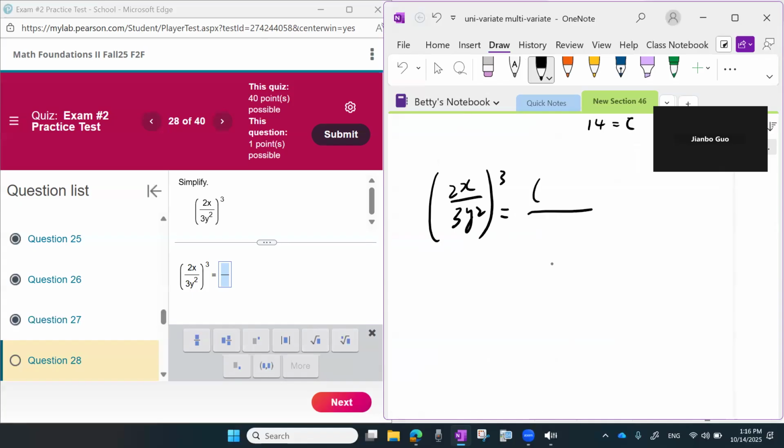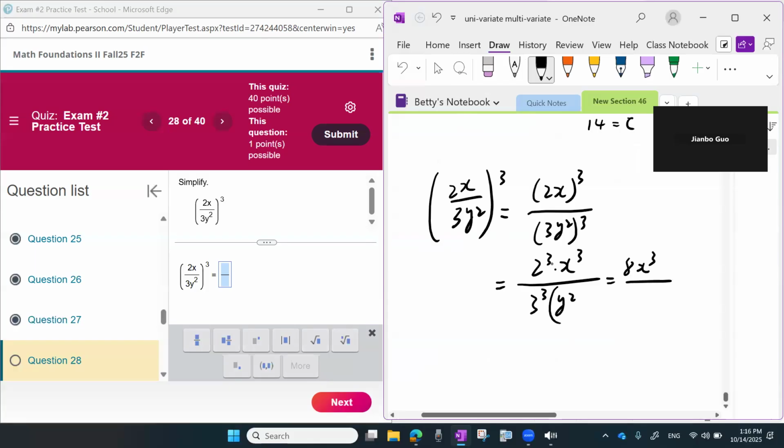Apply power of quotient: you have 2x to the power of 3, and then 3y squared to the power of 3. In the numerator, apply power of product, 2 to the power of 3, x to the power of 3. That gives 8x cubed. Denominator, 3 to the power of 3, y squared to the power of 3. That gives you 27y to the power of 6. Power rule, right? 2 times 3 is 6.